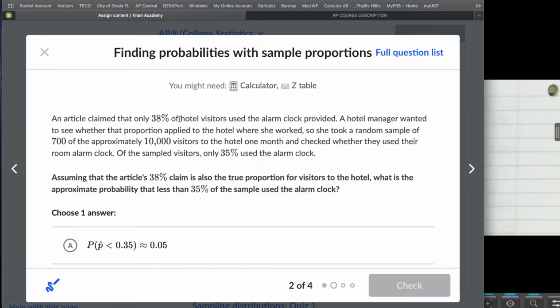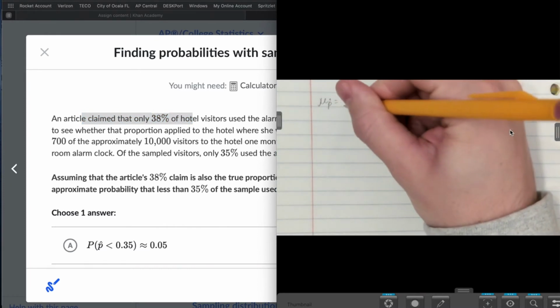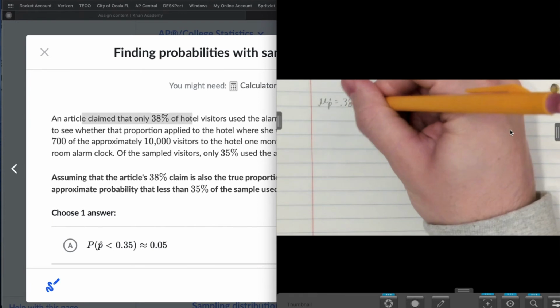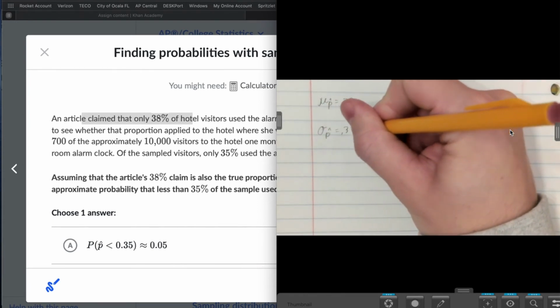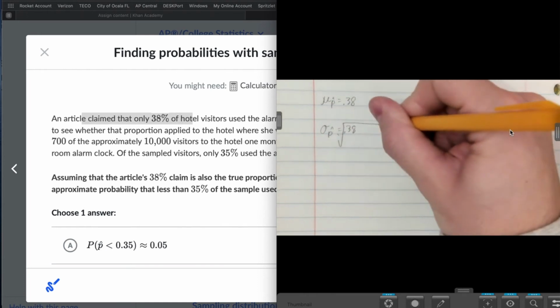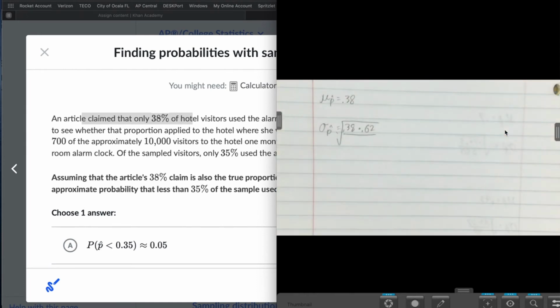Okay, so it says an article claimed that only 38% of hotel visitors used an alarm clock. Now, in other words, the claim is the assumed truth. So we'll write that down, and we can now figure out our standard deviation as well, which would be 0.38 times the opposite, which would be 0.62 over, well, how many are we going to sample?